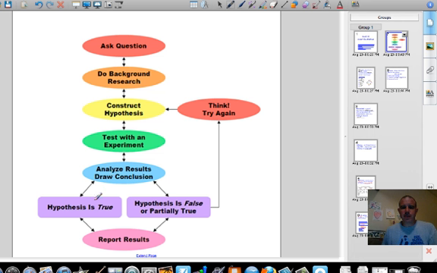Was our hypothesis correct? If it was, we can report our results. If our hypothesis is false, what we need to do then is go back and rethink what we were doing and come up with maybe a new hypothesis and go back and run the test again. If it's partially true, we might be able to report the results also, but we probably should go back and repeat the experiment.